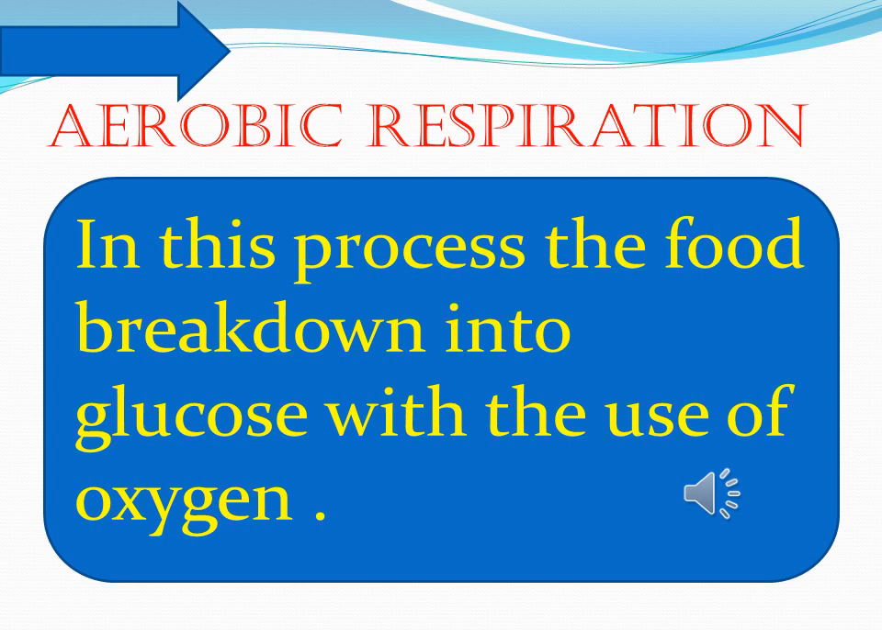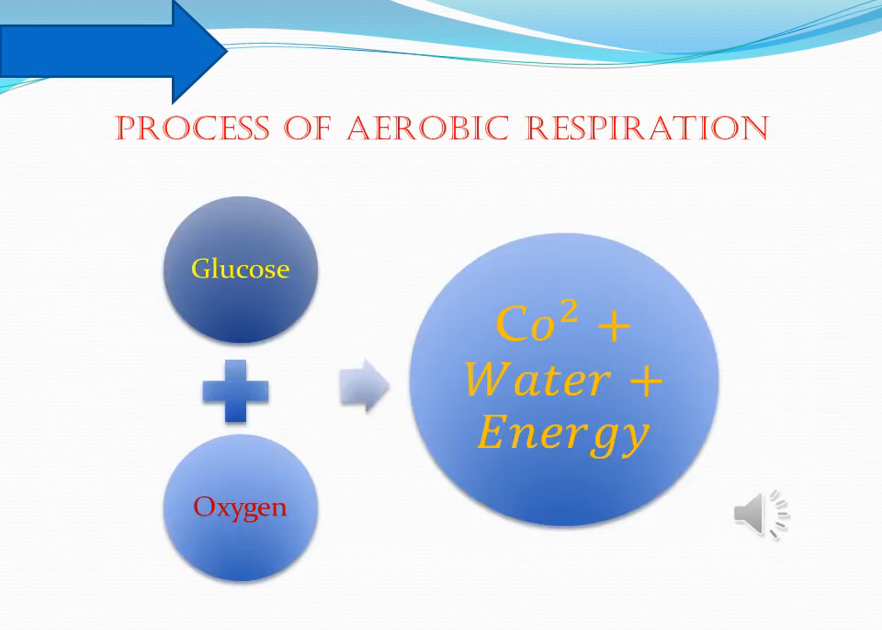The next topic is the process of aerobic respiration. It means when the glucose plus oxygen enter into the cell, it is converted into CO2 plus water plus energy. This is the process of aerobic respiration. The glucose and oxygen enter into the cell, then the cell releases CO2, meaning carbon dioxide, water, short form H2O, and energy. So this is the process of aerobic respiration.